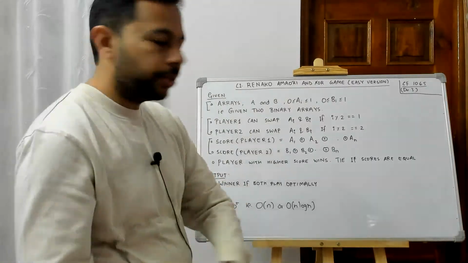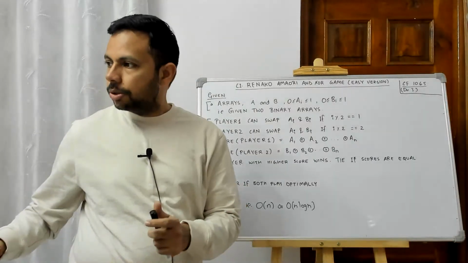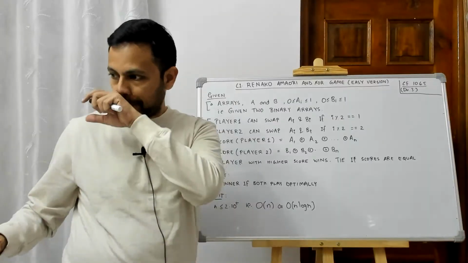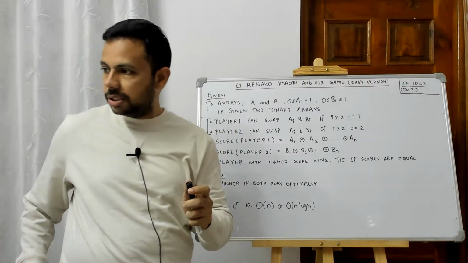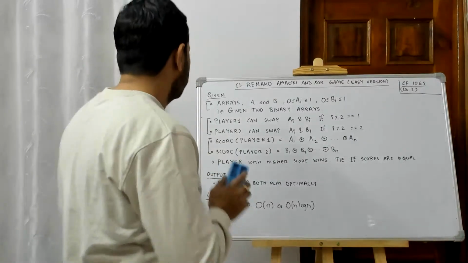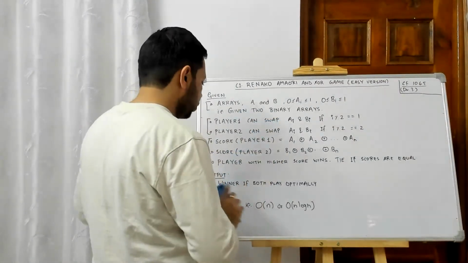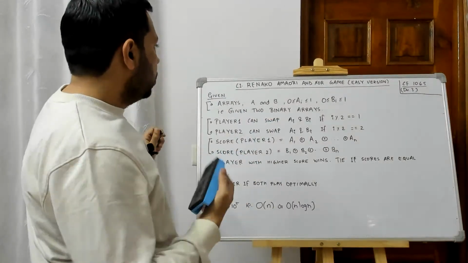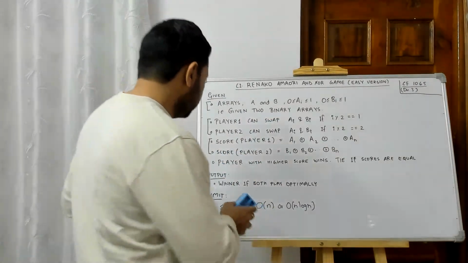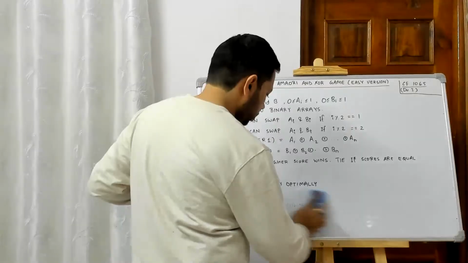So this was the question. Now let's go over some examples to understand who will win in each of these examples. I'm going to rub this. I'm trying to figure out an easy way to write this.